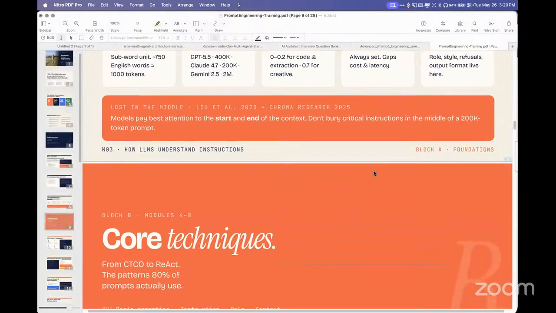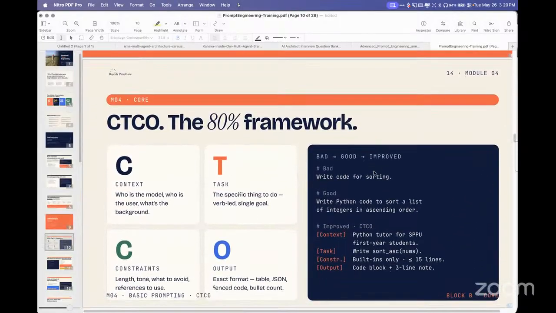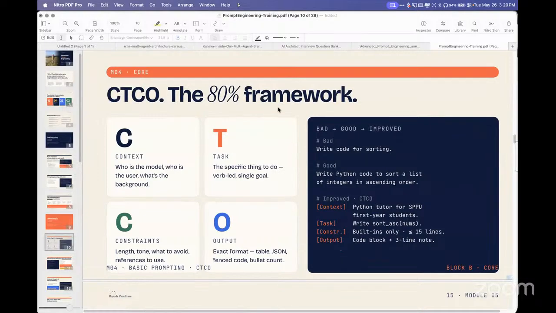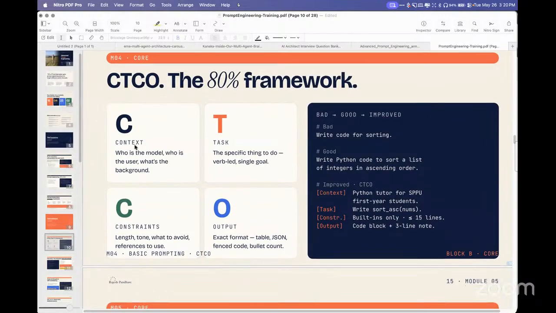So here we will see the main CTCO technique, and in the CTCO technique, C means context. What does context mean? The context is regarding who the model is, who the user is, and what the background is. So whatever history or information is regarding the task which we are giving to an LLM is known as context.